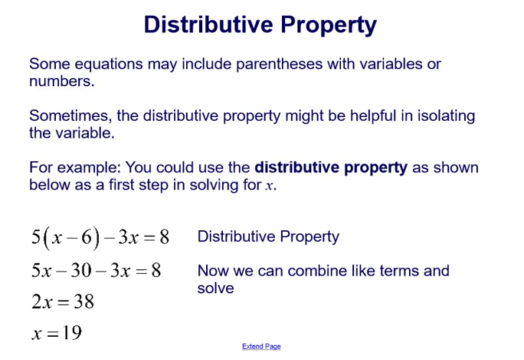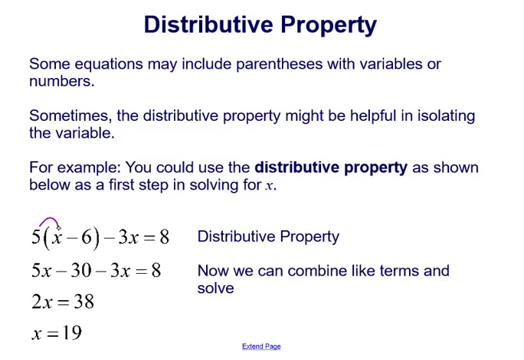Some equations may include parentheses with the variables or numbers. So again, you need to utilize that distributive property. The distributive property might be helpful in isolating the variable. So here's an example. We have 5 times the quantity x minus 6 minus 3x equals 8. So you could use the distributive property, as shown here, as the first step in solving for x to then use our inverse operations. So we distributed the 5 to the x minus 6.